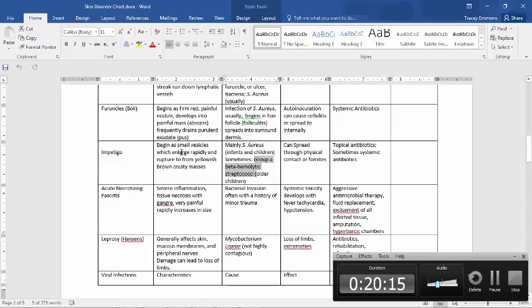All right. Then we see they begin as small vesicles which enlarge rapidly. The vesicles rupture, and then they end up having brown crusty masses above it. It can usually spread through physical contact with fomites. Fomites are inanimate objects that spread infections. We can use topical antibiotics, and then if it's severe, we can use systemic antibiotics.